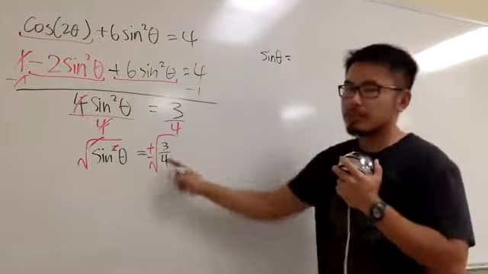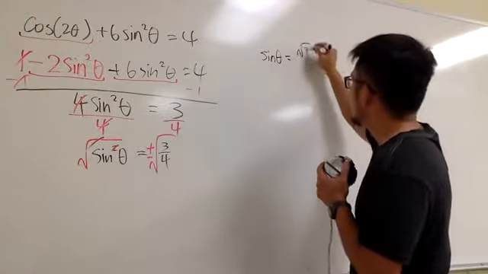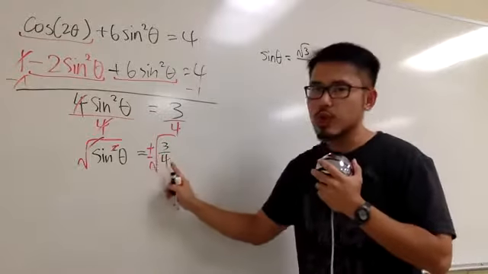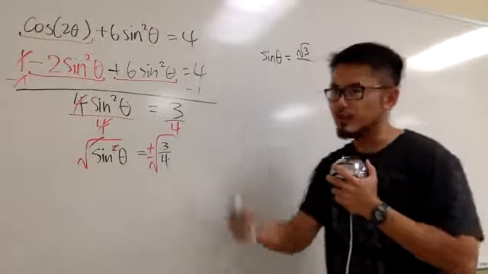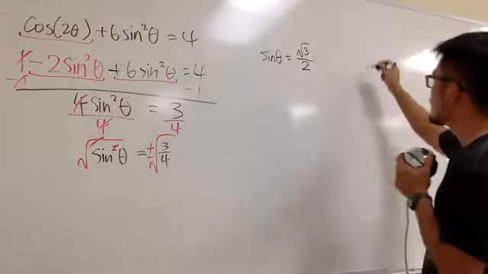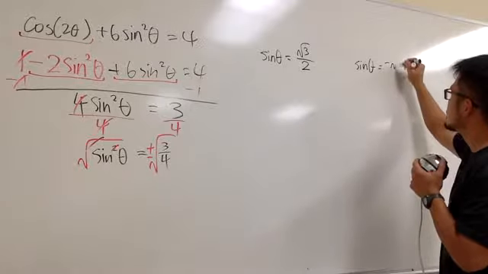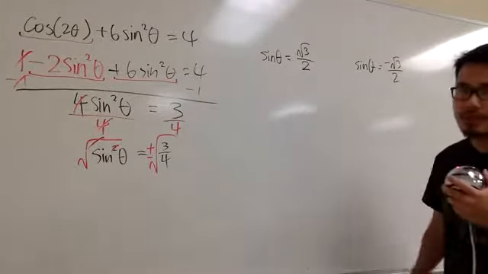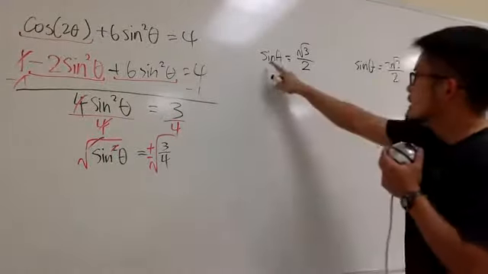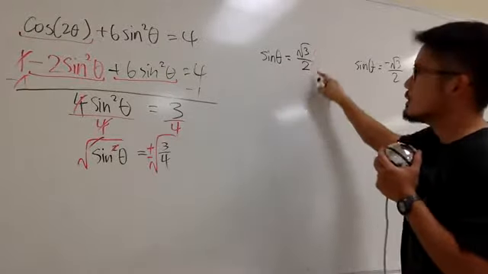And I want to look at the positive version first. Positive square root of 3 on the top over, we will also take the square root of the 4 on the bottom, which is just a 2 on the bottom. And then we also have the negative version right here, and let me just write it down. But then we'll focus on that later, okay? Negative square root of 3 over 2. Okay, so sine theta, sine of what angle is equal to square root of 3 over 2?